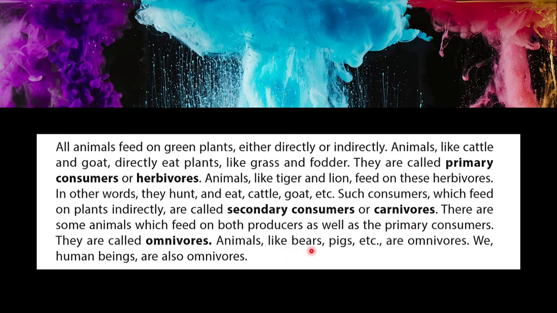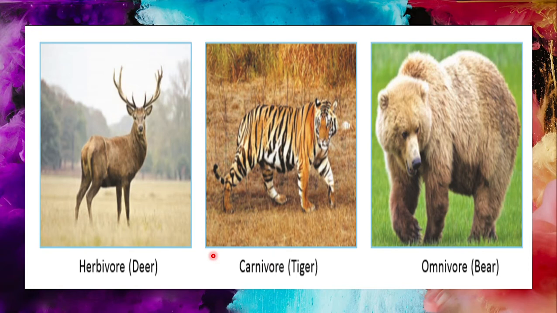Animals like bears, pigs, etc. are omnivores. Even humans and dogs are omnivores. We human beings are also omnivores. This is a paragraph from your book. Let's have a look at this picture.